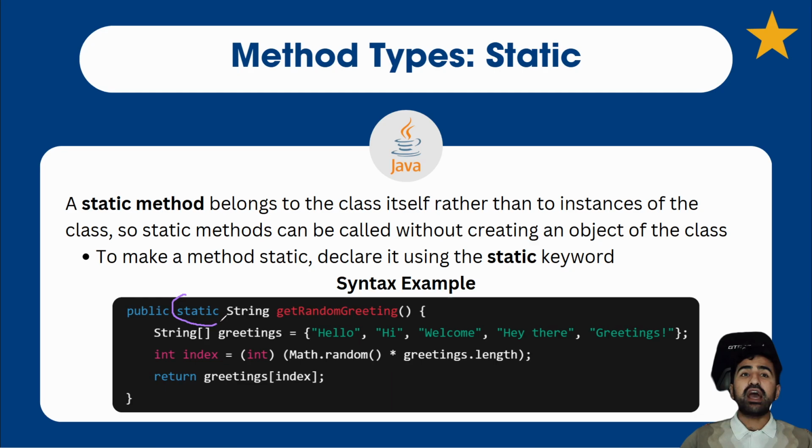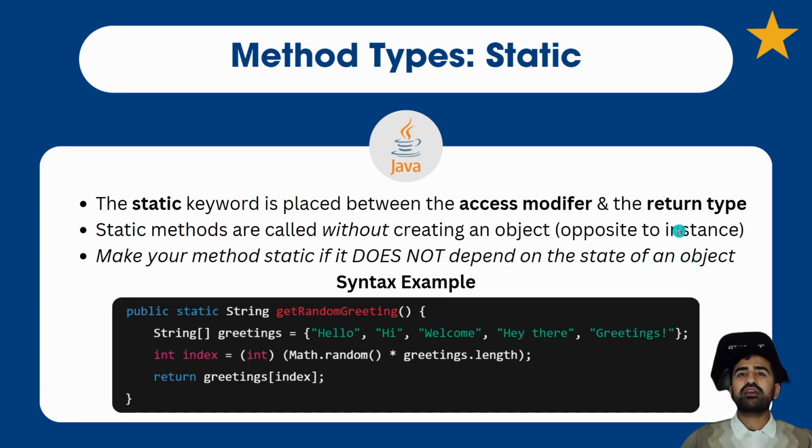That sits between the access modifier, if there is one, and the return type. Access modifier, static, return type. Static goes right in between. So if you want to make a method static, you have to use the static keyword. This is telling Java, hey, I don't need an object to use this method. I just want to use a method without objects.